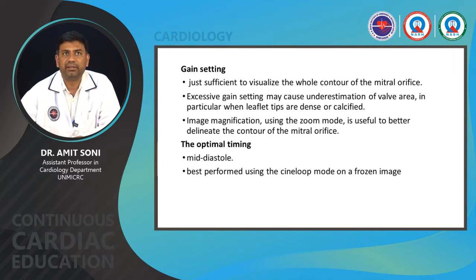Gain is very important here, as just sufficient to visualize the whole contour of the mitral orifice. Excessive gain setting may cause underestimation of valve area, in particular when the leaflet tips are dense or calcified. Image magnification using the zoom mode is useful better to delineate the contour of the mitral orifice. The optimal timing is in mid-diastolic phase. Best performed using the cine loop mode on a frozen image.